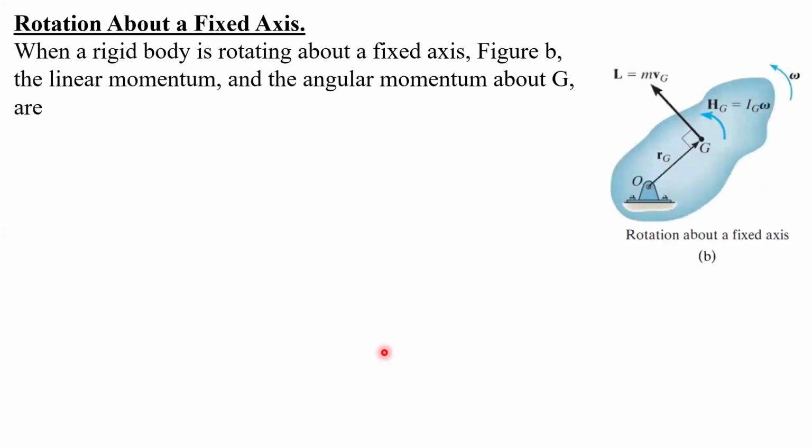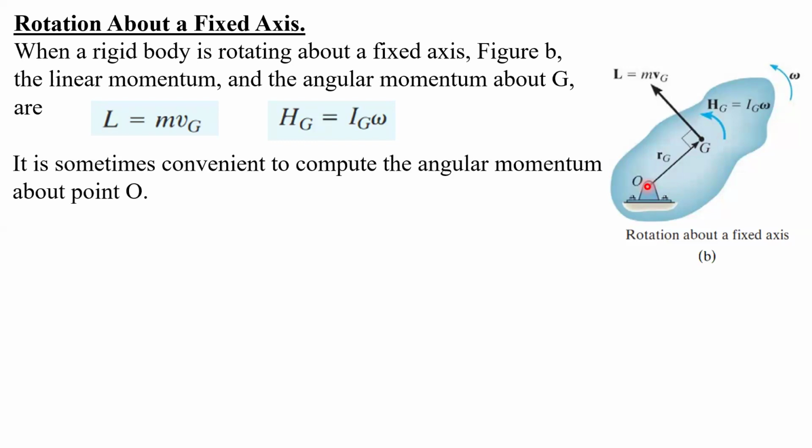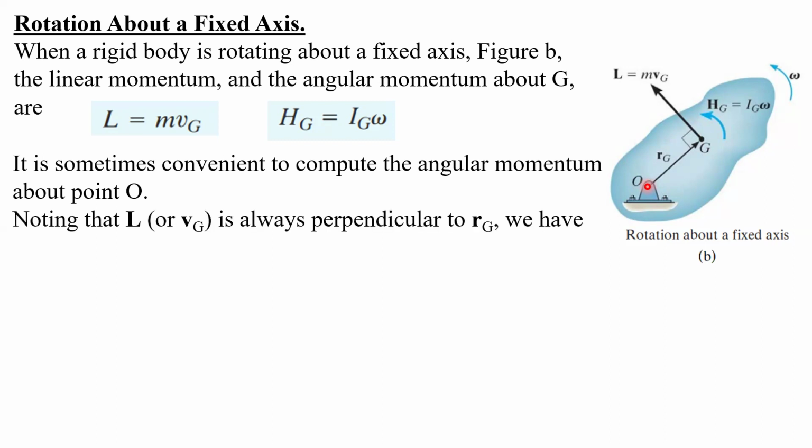Rotation about a fixed axis. When a rigid body is rotating about a fixed axis, figure B, the linear momentum is mVg and the angular momentum about G is Ig omega. So this is omega, this is the linear momentum, and rG is the distance from the mass center to the point of rotation. It is sometimes convenient to compute the angular momentum about point O. Notice that L, or Vg, is perpendicular to rG.